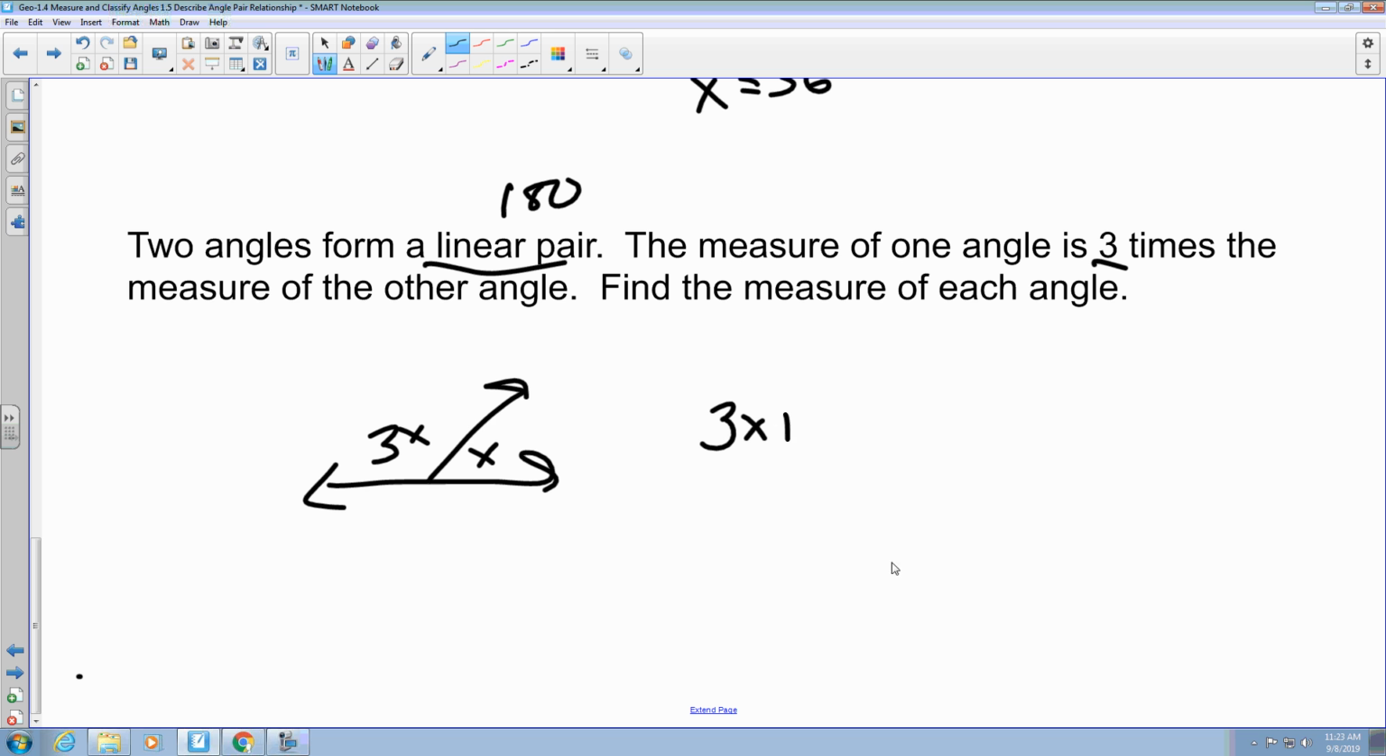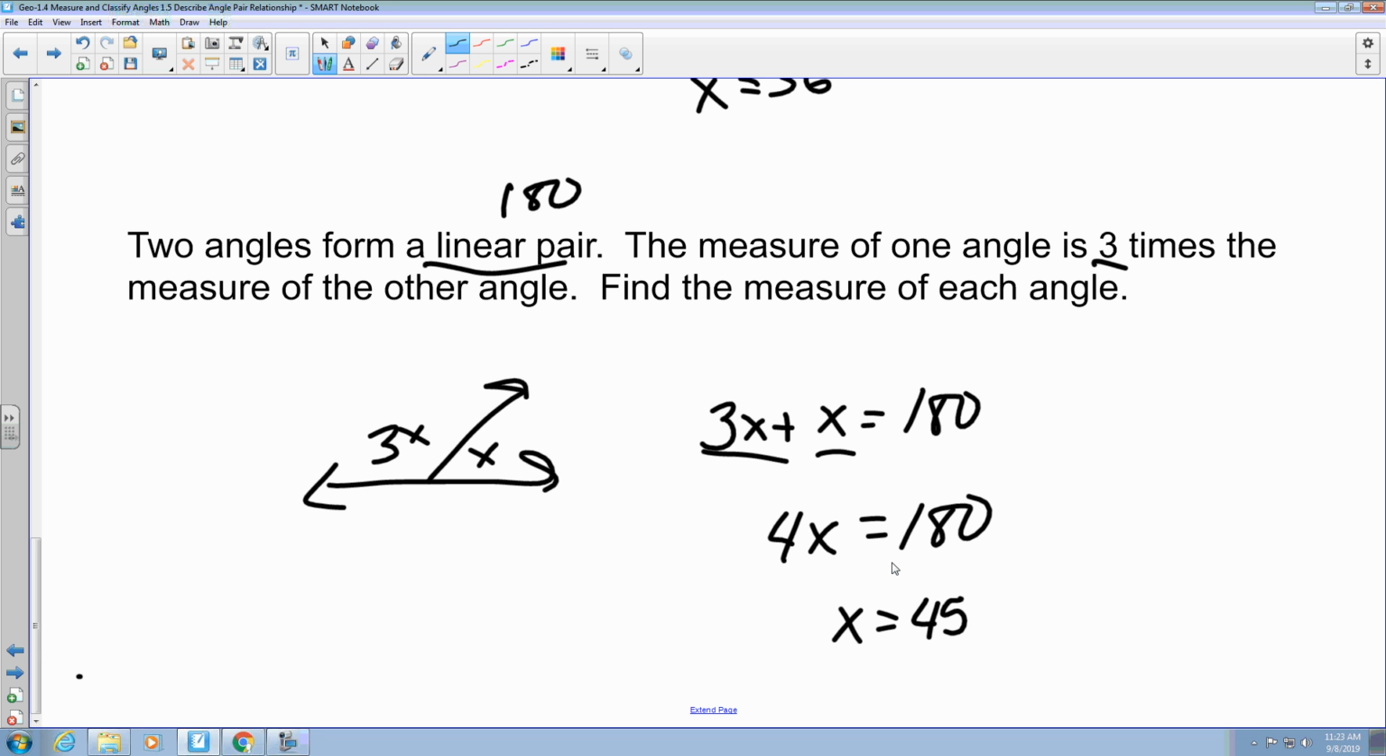So same idea, 3x plus x is now going to equal 180 degrees. Like terms here and here, 3x plus x is 4x, so 4x is going to equal 180. I take that 180 and divide it now by 4, which now gives me x equals 45. So I know my two angles in this particular example are going to be 45 degrees and 45 times 3 degrees, which is 135 degrees. And again, if you added them up, 135 plus 45, you should get 180 degrees, which you do.